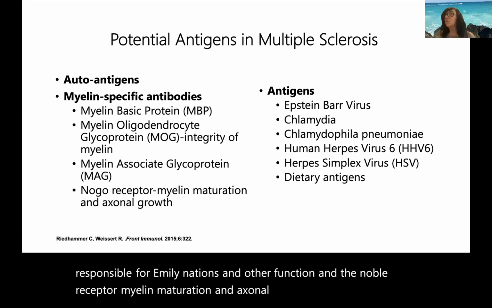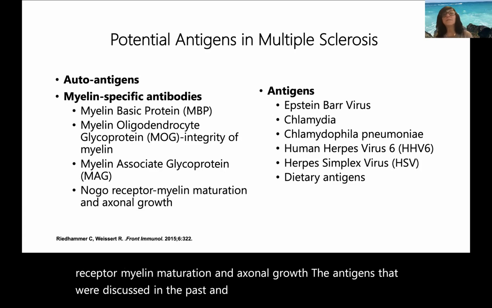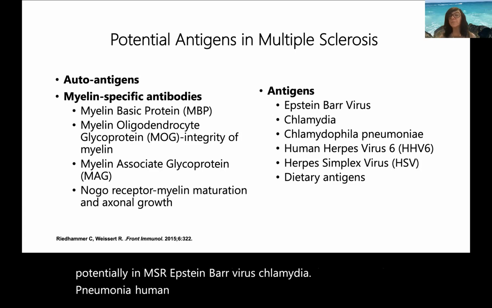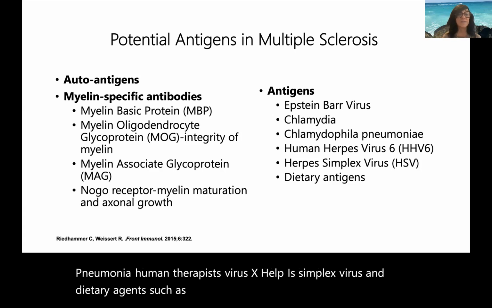The antigens that were discussed in the past and in recent times as potentially involved in MS are Epstein-Barr virus, Chlamydia pneumoniae, human herpes virus 6, herpes simplex virus, and dietary agents such as milk and others.